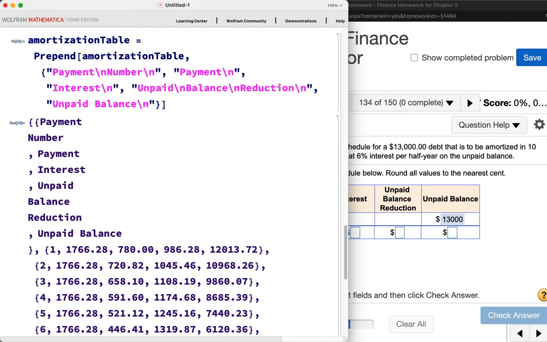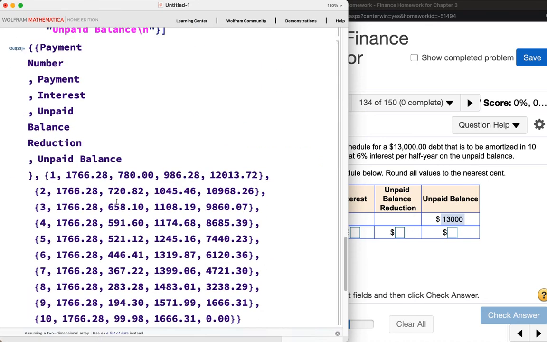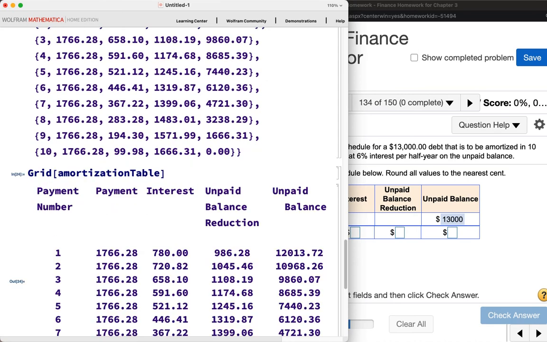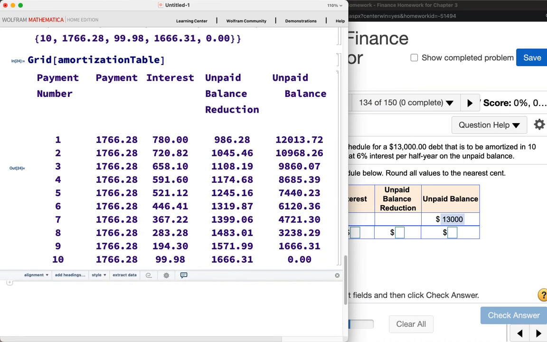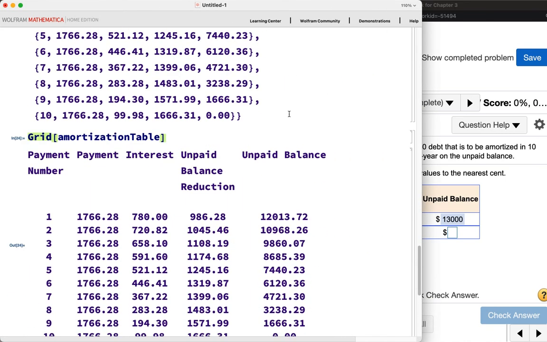Oh, wait a second. Hold on 1 second. 1, 2, 3, 4, 5. That should be fine. And grid amortization table. Oh, that looks great. That's perfect. Yeah, that's actually really, really perfect. So let me just make this look a little bit nicer.